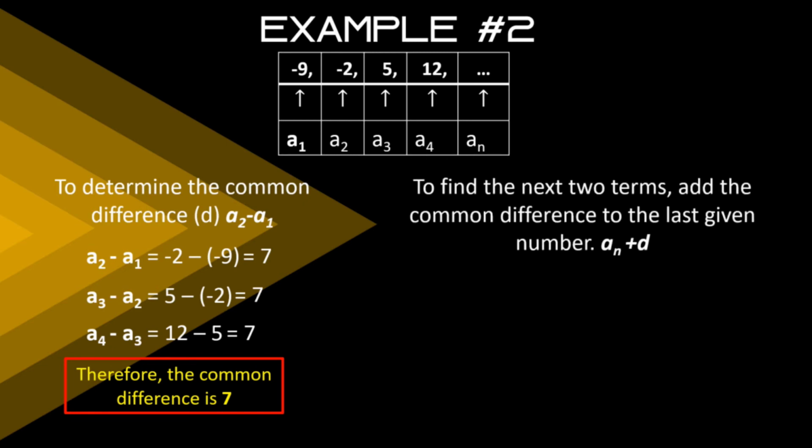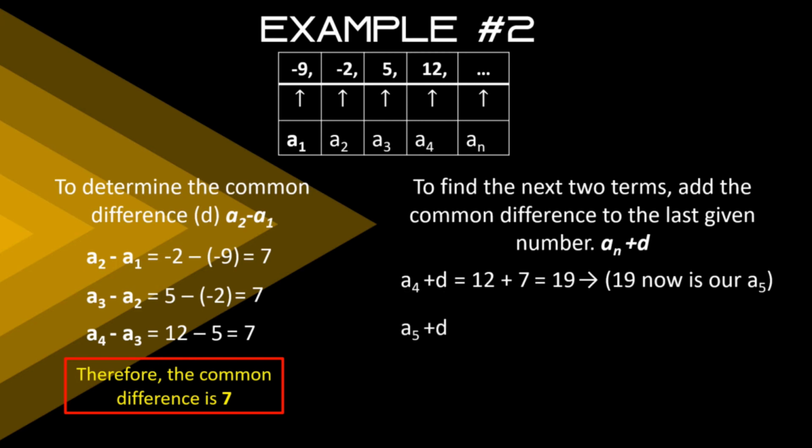To find the next two terms, add the common difference to the last given number using the formula a sub n plus the common difference, which is denoted by d. A sub 4 plus d is equal to 12 plus 7, and it gives us 19. 19 is now our a sub 5.